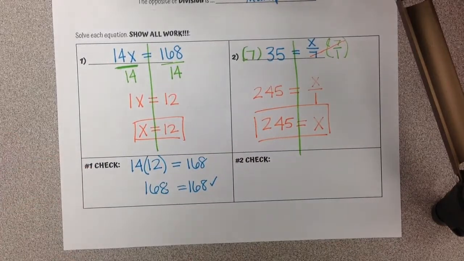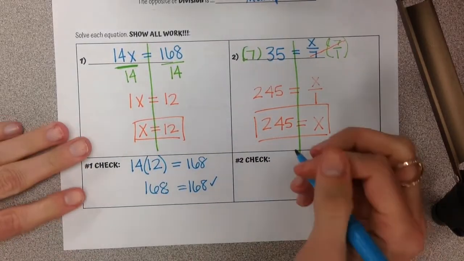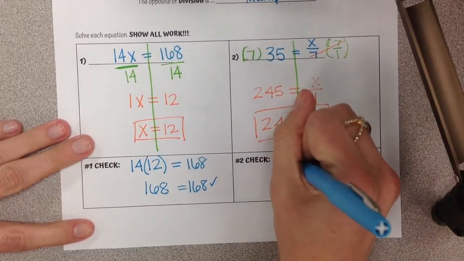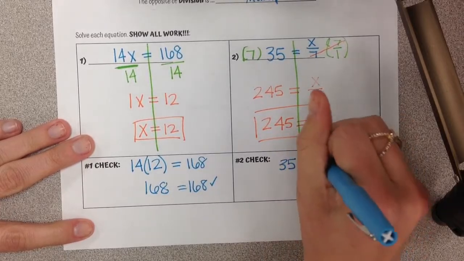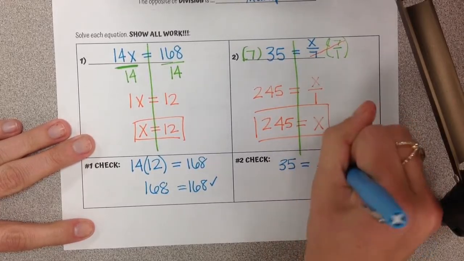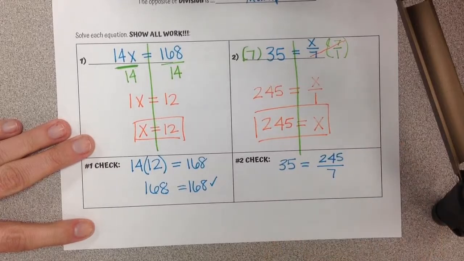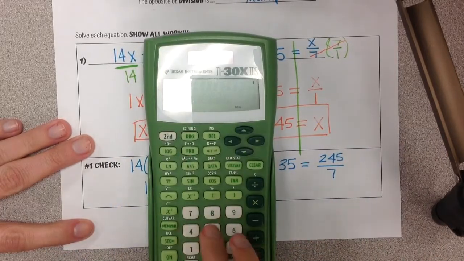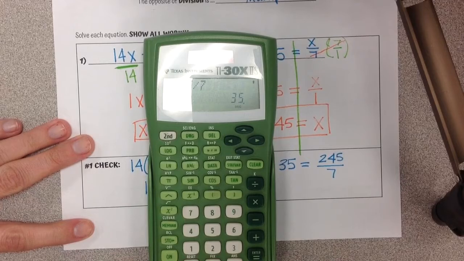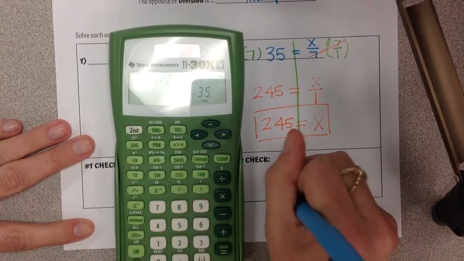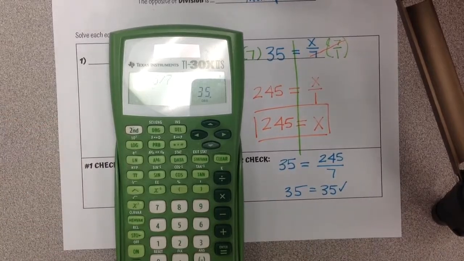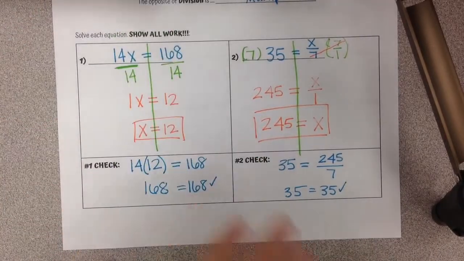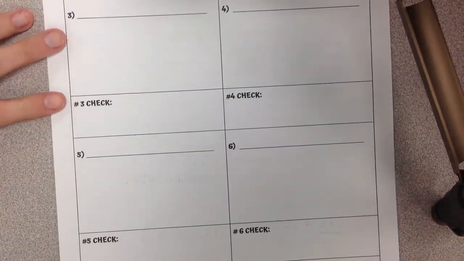Well, let's go ahead and check and see if that is correct. So let's plug it in. We've got 35 on the left, and then we got 245 for x, so we're going to plug that in. 245 divided by 7. Let's use our calculator. Let's see if that worked. 245 divided by 7. We got 35, so that means I did it correctly. So that was 2 problems with whole numbers. Now let's look at a couple problems with decimals.